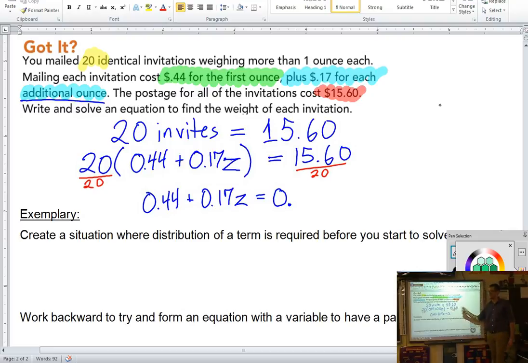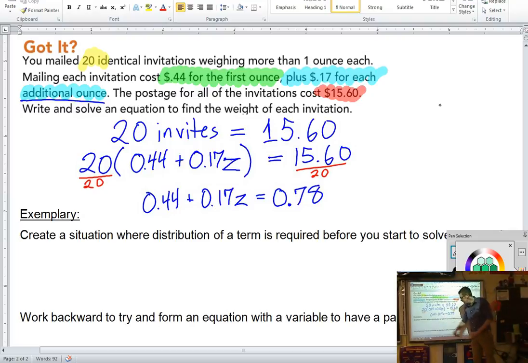So 1560 divided by 20. What do we get from that? Yep, 0.78. So each invite that I sent, I actually paid 78 cents for the postage. Postage is not cheap. My wife just sent out a bunch of baby shower invitations for our friend who is pregnant. I'm like, we paid for all that postage? She's like, yeah, it's like 50 cents every time you send anything.